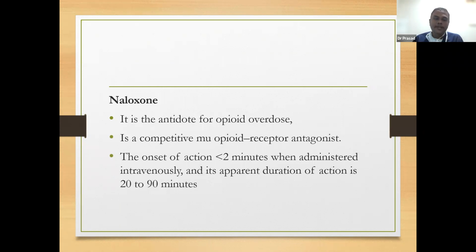The antidote that we can use in opioid overdose is naloxone. It is a competitive mu opioid receptor antagonist. Onset of action is usually less than 2 minutes when administered intravenously, and its apparent duration of action is 20 to 90 minutes. However, you should be very careful while administering naloxone, as it can cause sudden opioid withdrawal, and the patient can become very agitated or even have seizure episodes.